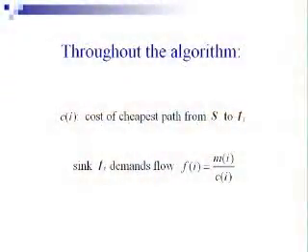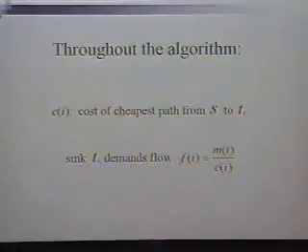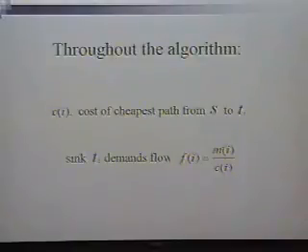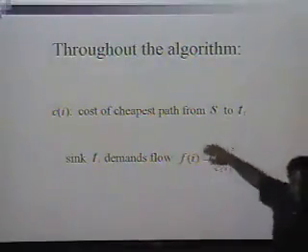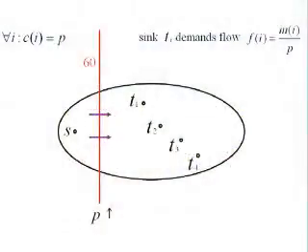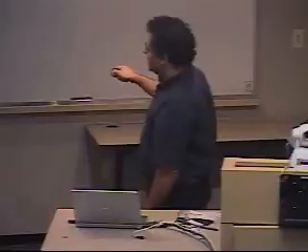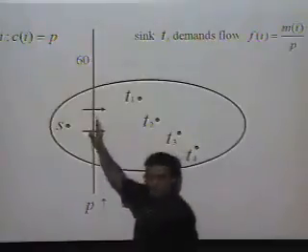And throughout the algorithm, we will define Ci to be the cost of the cheapest path from source to sink Ti. And so sink Ti demands Mi divided by Ci amount of flow throughout the algorithm. This Ci could keep changing, and so therefore this demand could keep changing through the algorithm. As I said, initially all these paths have cost P, all the Ci's are P, and every sink is demanding Mi over P. So when P is 0, every one of these sinks is demanding an infinite amount of flow. So this cut is highly oversaturated.